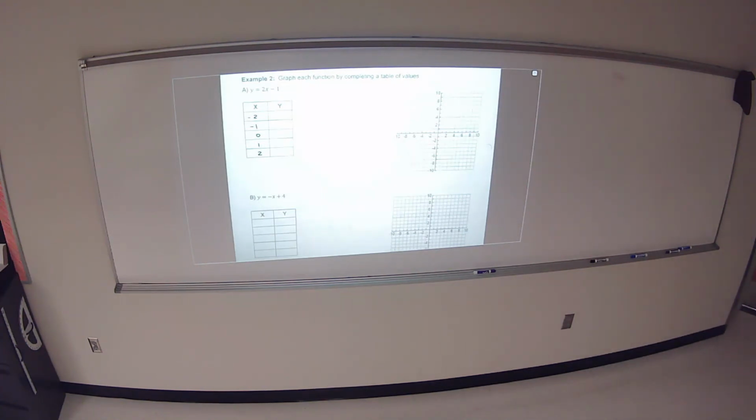Could I have picked 0.5 if I wanted to? Yes. Would I want to? No. Because I don't like graphing things that have decimals in them. I don't know about you guys, but I find it easier to graph whole numbers, don't you? So, let's go with that.